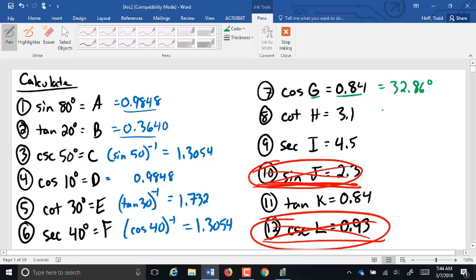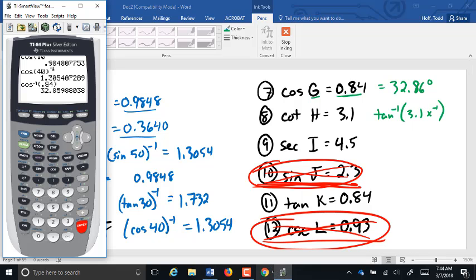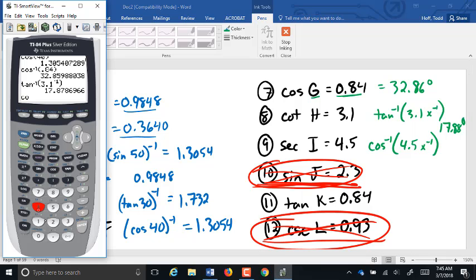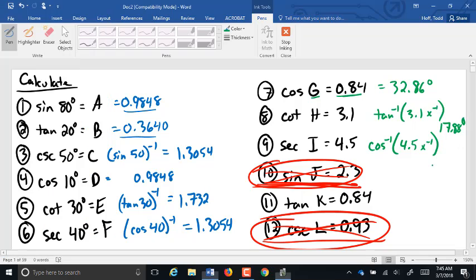Cotangent, we have to use tangent, so we're going to use that inverse tangent, 3.1, and the x -1 goes inside the parentheses for that one. So it's second tangent, 3.1, x -1, then close the parentheses, 17.88 degrees. Secant uses cosine, so do second cosine, 4.5, x -1, and close. 77.16 degrees.